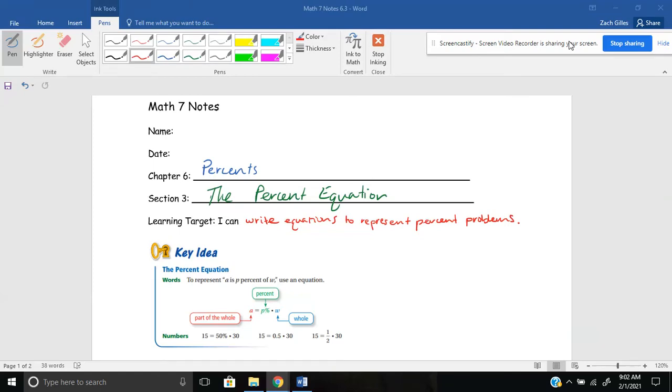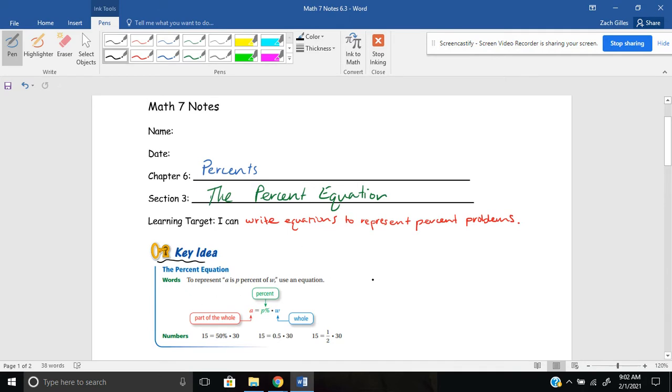Today we're going to talk about the percent equation. And in the percent equation, this is just another method that the book gives you to solve percent problems. Our learning target for the day is I can write equations to represent percent problems. And in our key idea right away, you're given the percent equation.